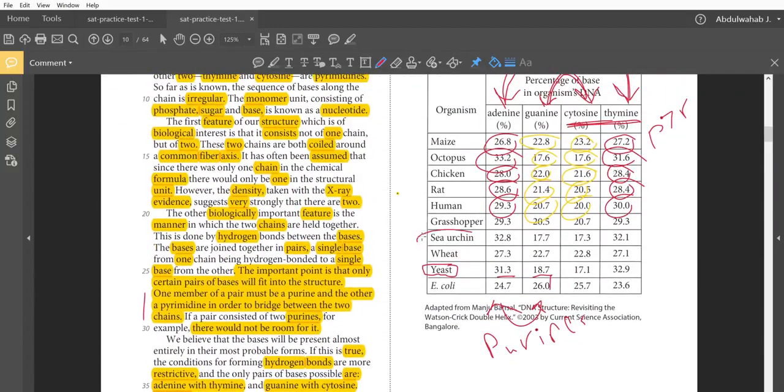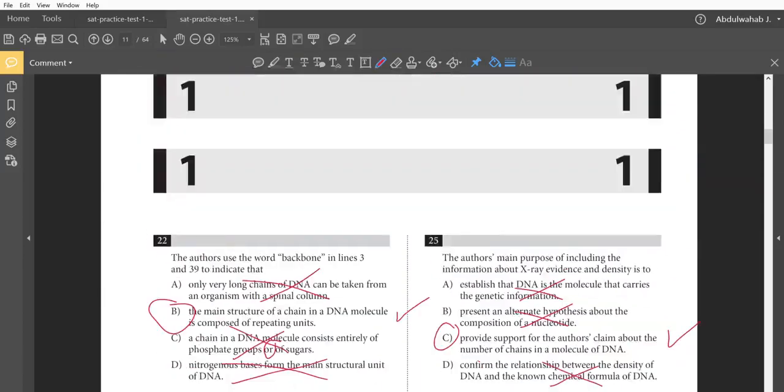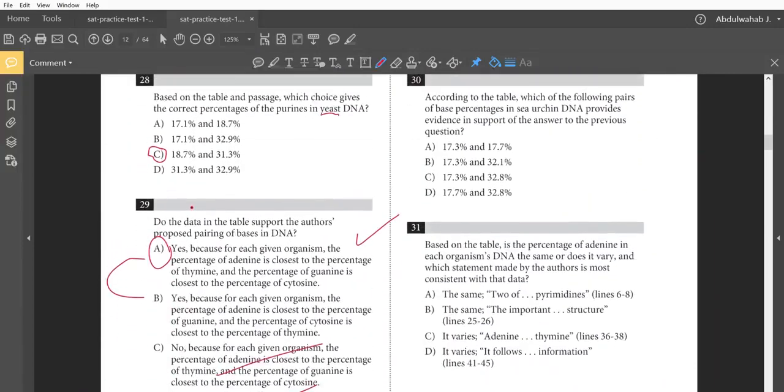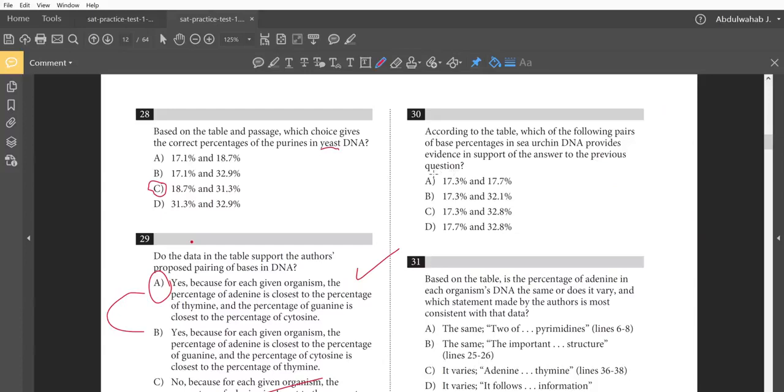Here's the sea urchin. Now, I want numbers in my options that are 32.8 and 32.1 or 17.7 and 17.3. If I have one of those, and I probably will, then I'm fine. I'll have my correct answer. So going back down, again, 17.7, 17.3, or 32.8, 32.1. So 17.3, 17.7, here's my answer, and it's A. As for the rest, it's quite clear that the other options don't answer the question correctly because the percentages are so different from each other.